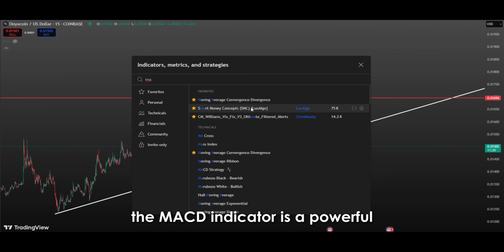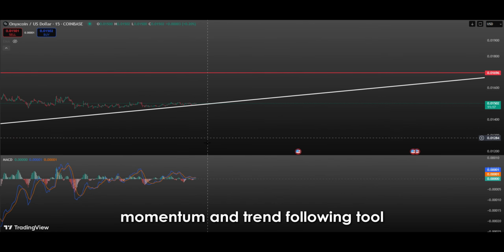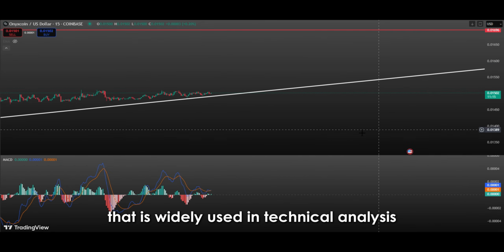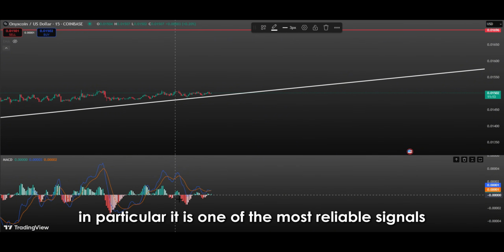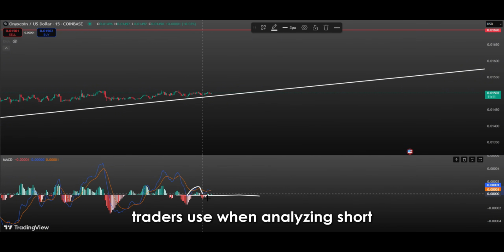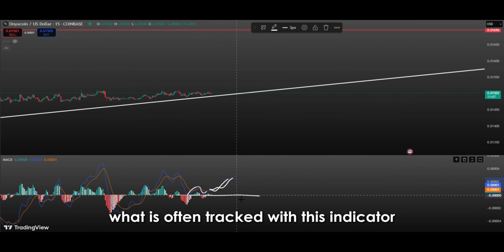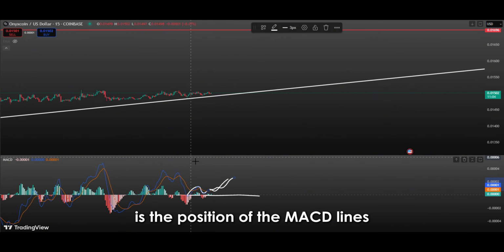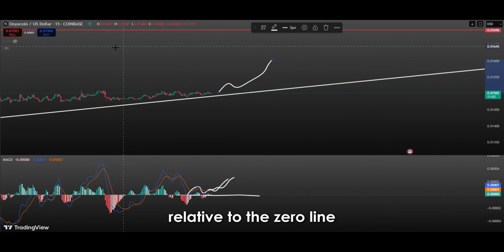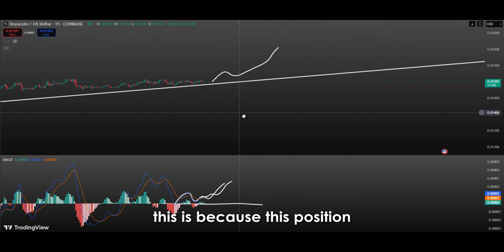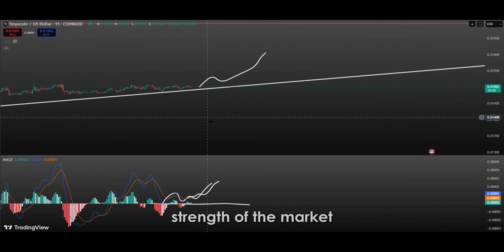The MACD indicator is a powerful momentum and trend following tool that is widely used in technical analysis. In particular, it is one of the most reliable signals traders use when analyzing short, medium, and long-term price movements. What is often tracked with this indicator is the position of the MACD lines relative to the zero line. This is because this position gives valuable clues about the trend strength of the market.